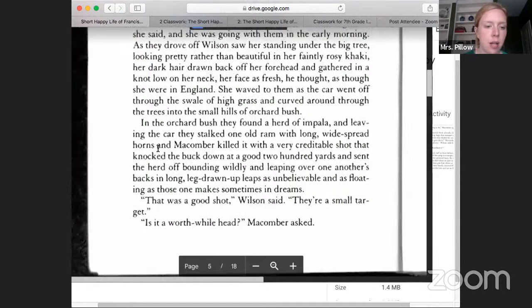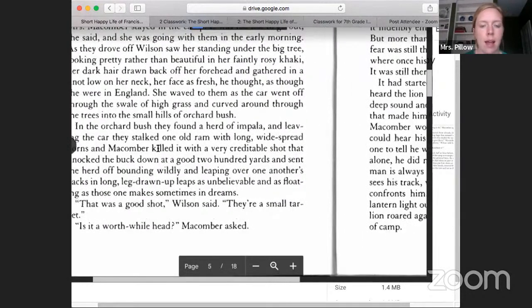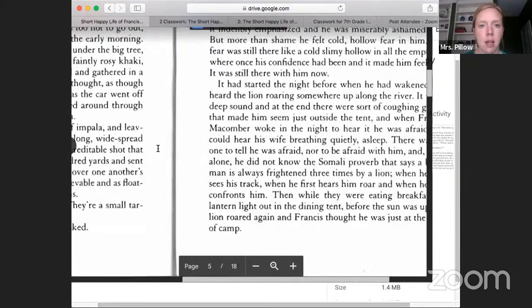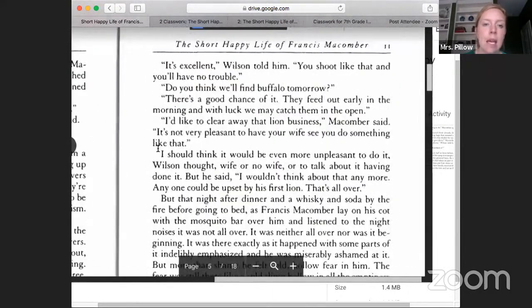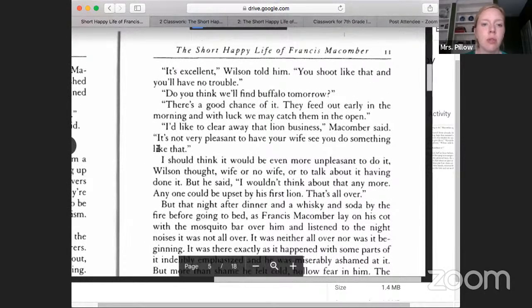They're a small target. Is it a worthwhile head? Macomber asked, meaning, am I going to get praise for what I shot? It's excellent, Wilson told him. You shoot like that and you'll have no trouble. Do you think we'll find buffalo tomorrow? There's a good chance of it. They feed out early in the morning, and with luck, we may catch them in the open. I'd like to clear away that lion business, Macomber said. It's not very pleasant to have your wife see you do something like that.